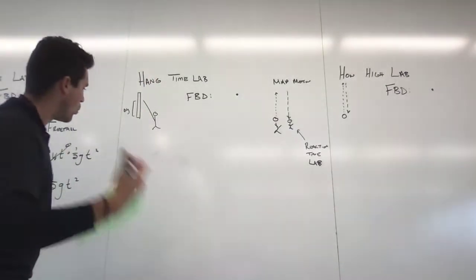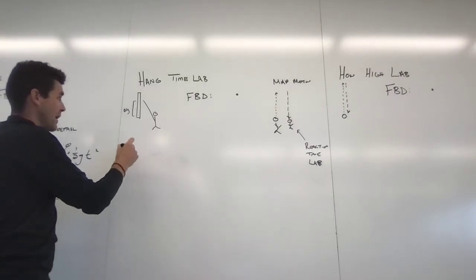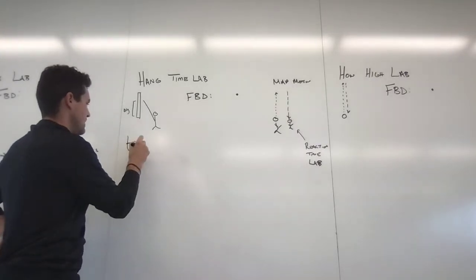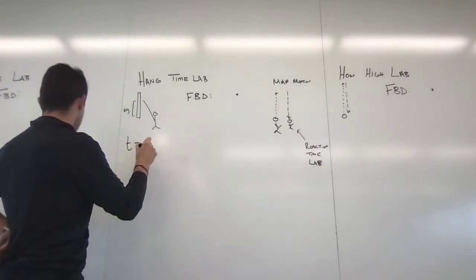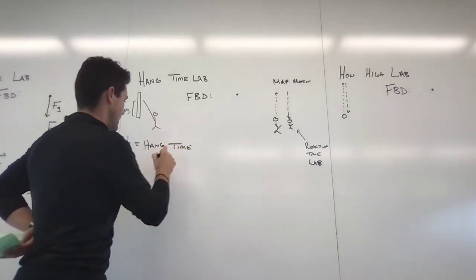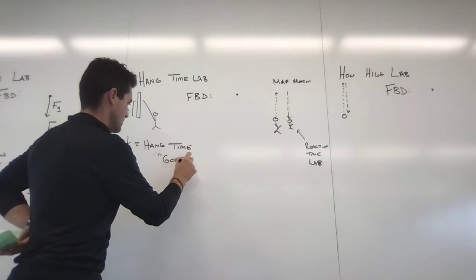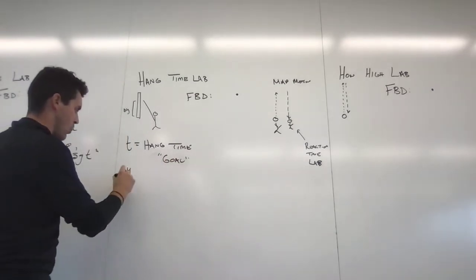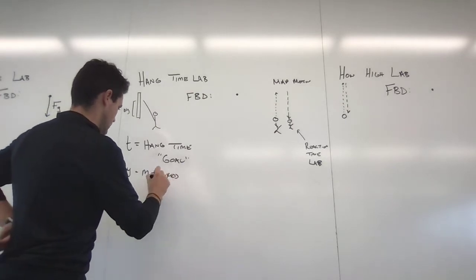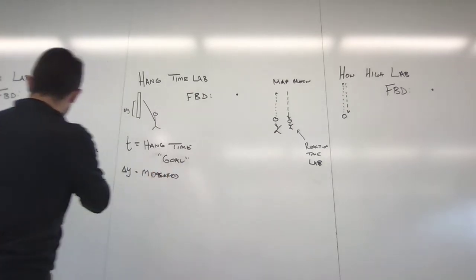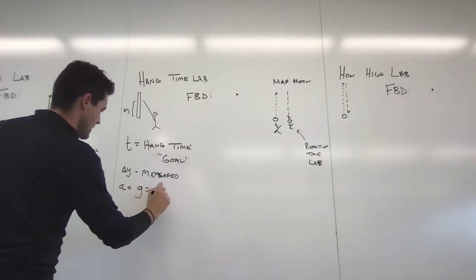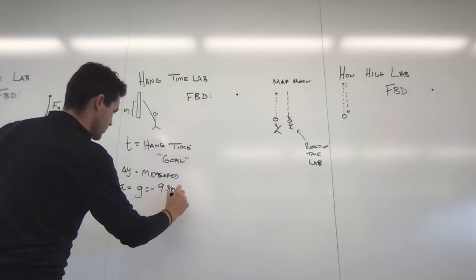So we have to consider, what are some things we know? Well, we were looking for hang time. So again, we're solving for time. So time is the hang time. This is our goal. I measured change in y. This was measured off the meter stick. I also secretly know acceleration always when I'm in free fall, negative 9.8 meters per second squared.